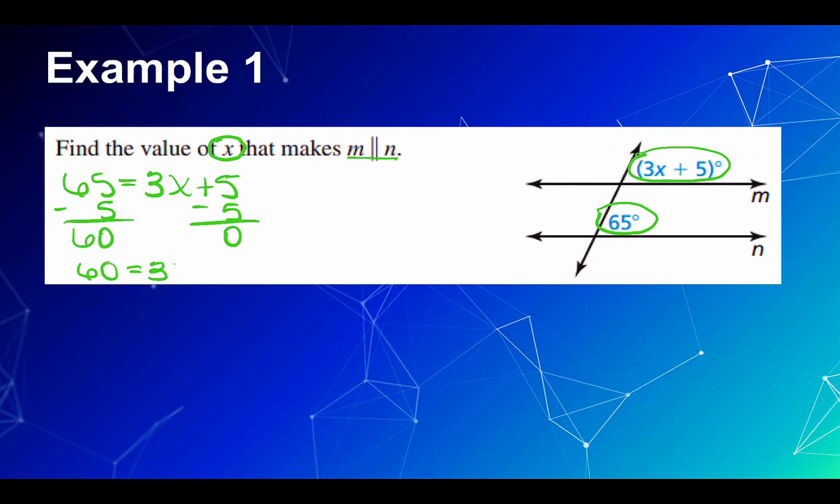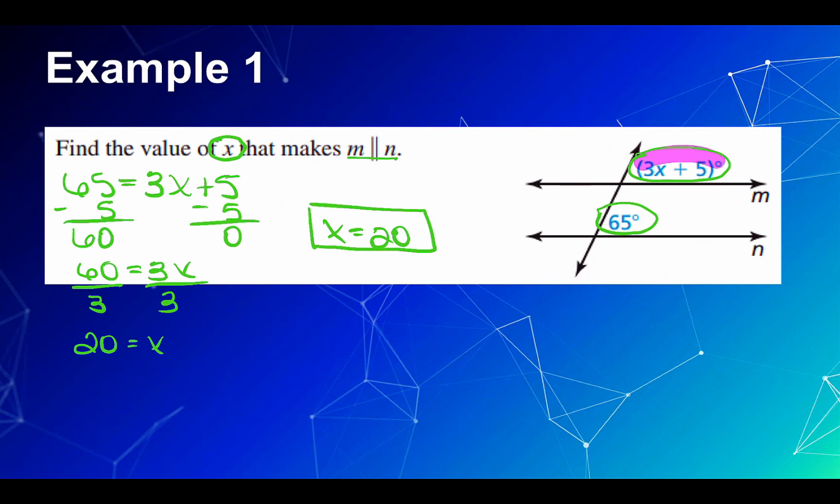60 equals 3x. Divide by 3, divide by 3. x equals 20. When x equals 20, this becomes 65. If this is 65 and this is 65, the corresponding angles are congruent. Therefore, m is parallel to n.